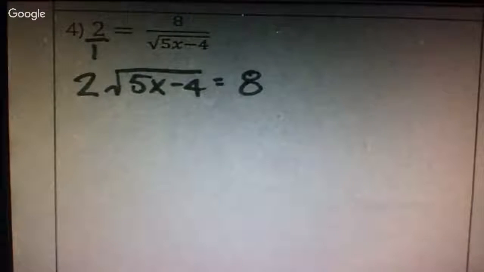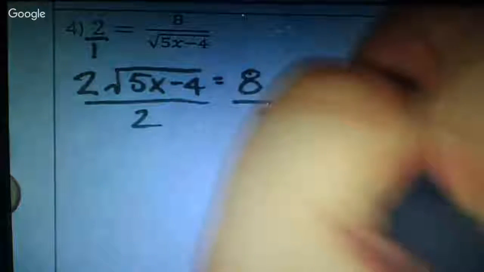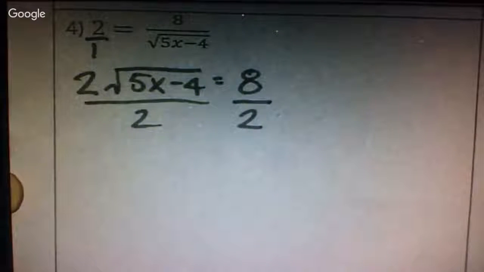Okay. So again, I can take any number and make it into a fraction by putting it over 1. So then when I cross multiply, the numerator from the first multiplies against the denominator of my second. So I get 2 times the square root of 5x minus 4. And then the denominator from the first one multiplies against the numerator of the second one. So 1 times 8. Okay, I now need to get the radical by itself by doing what? Divide by 2.